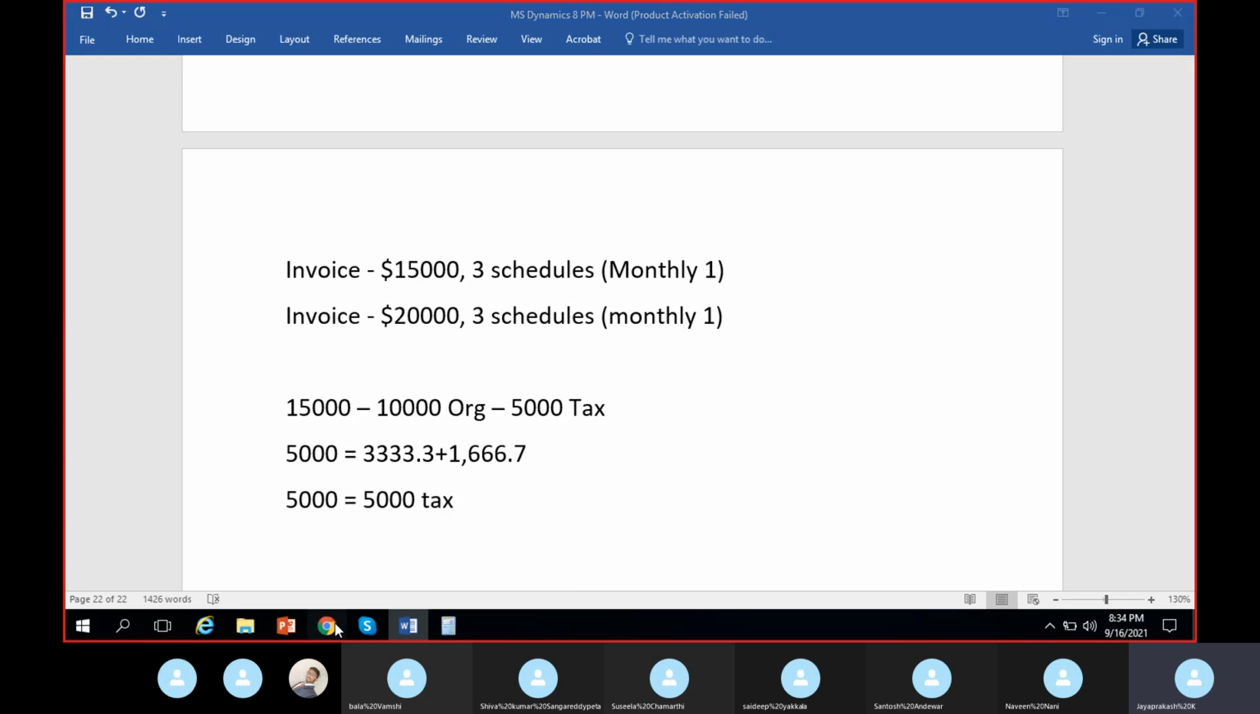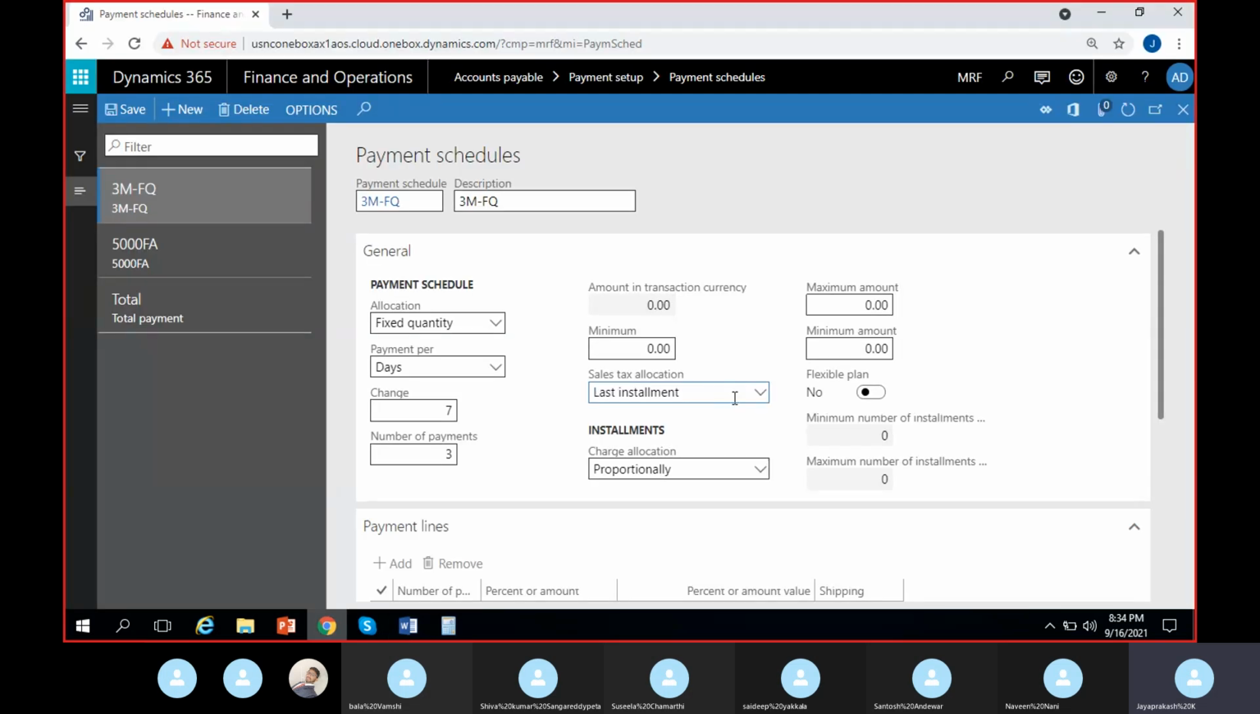The last installment concept means the first two installments will pay this 10,000 of the original amount of the product. In the last installment we will pay the tax of 5,000. In any method you follow, you will normally pay 15,000 only. But just for consideration sake, we'll have this kind of process. Either you have to pay it proportionally, or first installment, or last installment. Okay. Clear, guys? Any confusion again on this part?